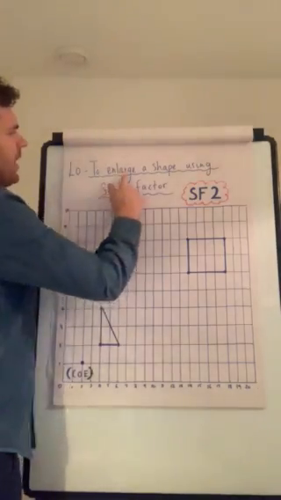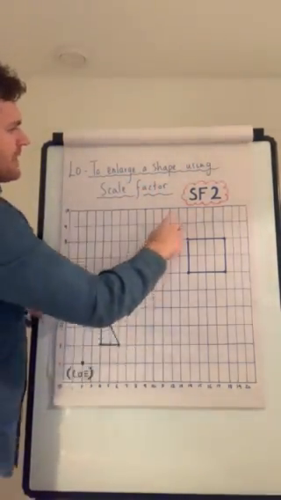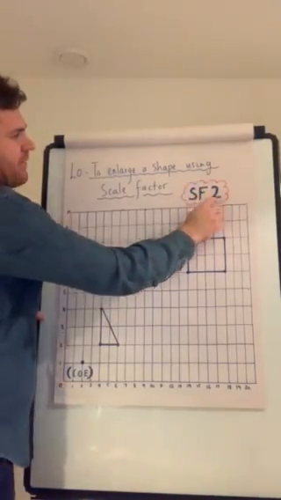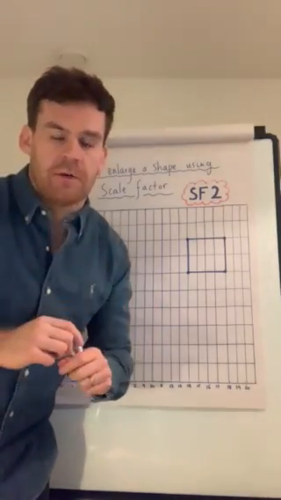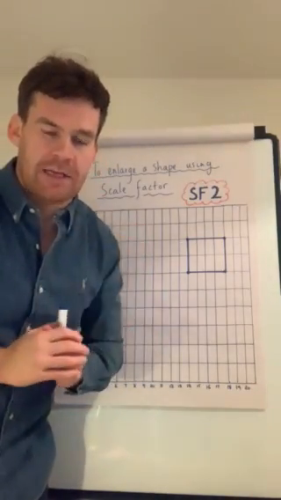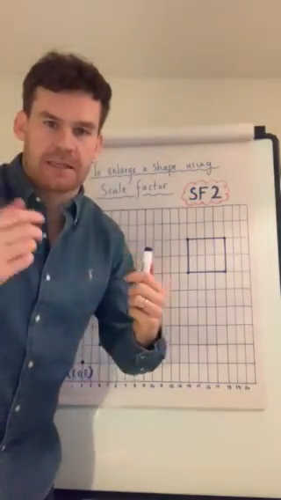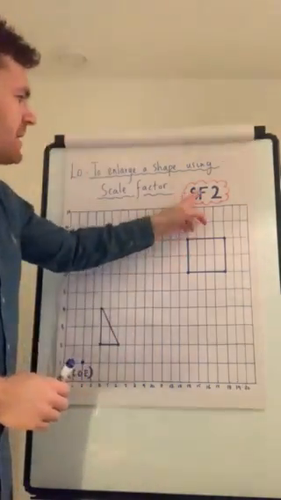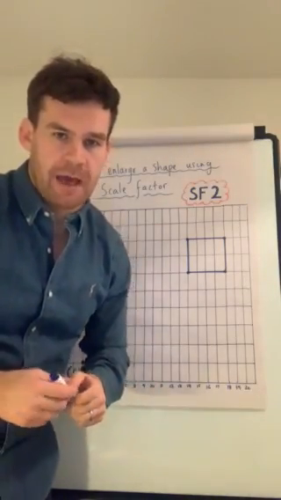Today, we're going to enlarge a shape using scale factor. You might see it written like this, SF and a number. That's telling you how much bigger you need to make it. So with a scale factor of 2, you're going to double the size, times it by 2. With a scale factor of 3, you're going to make it 3 times larger, okay?